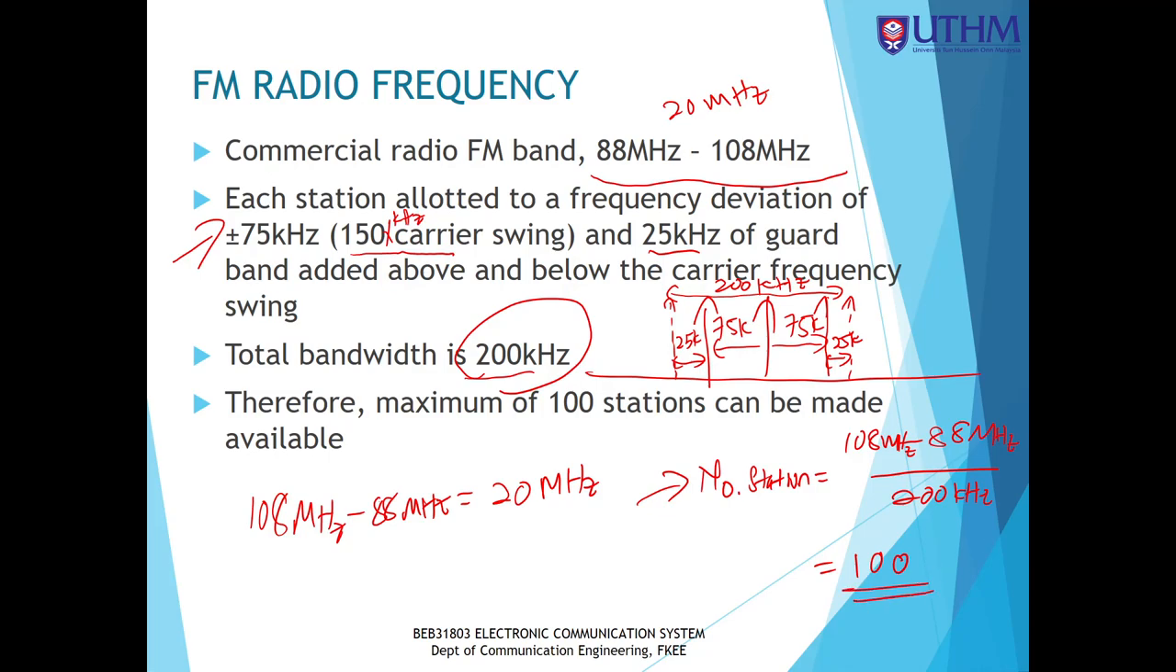Okay, so that means you can assign 100 radio stations at a particular time in a specific place. Dalam satu kawasan kita boleh assign kepada 100 radio station pada satu-satu masa. Okay, so for your information, this has come out many times in the previous final exam questions. Ini pernah ditanya dalam beberapa final exam yang lepas. Okay, exactly the same like this. This is also considered a favorite question.